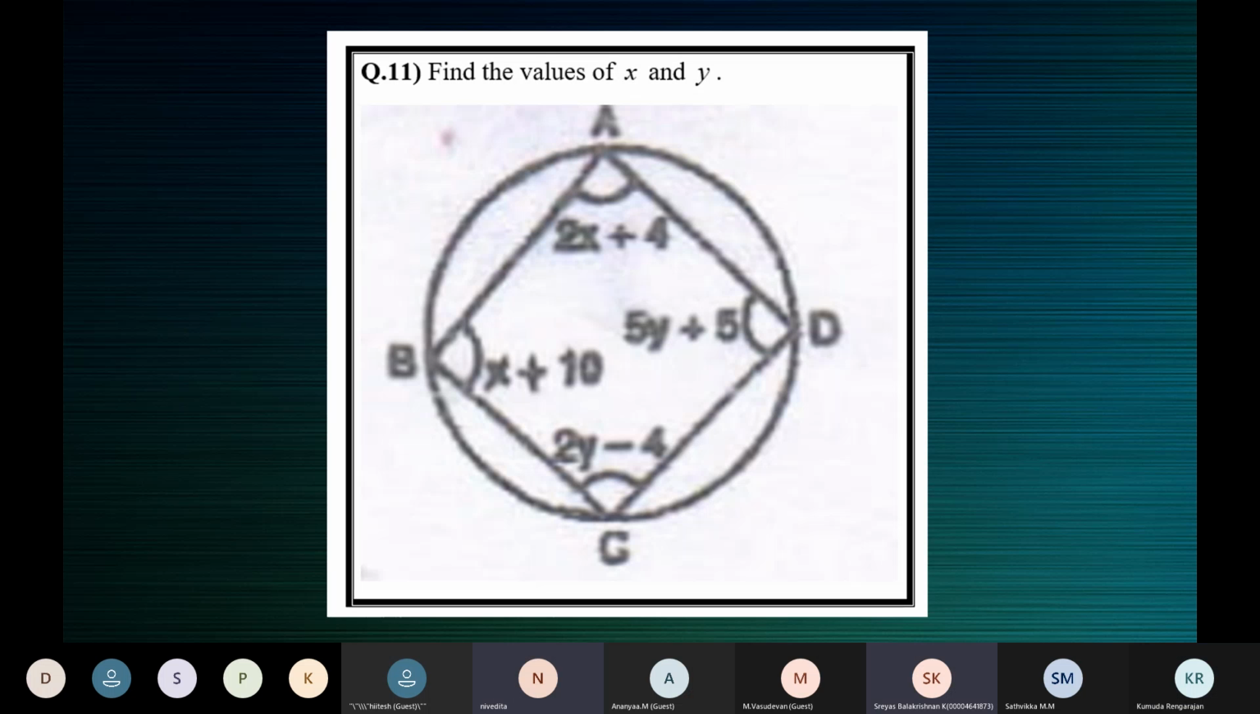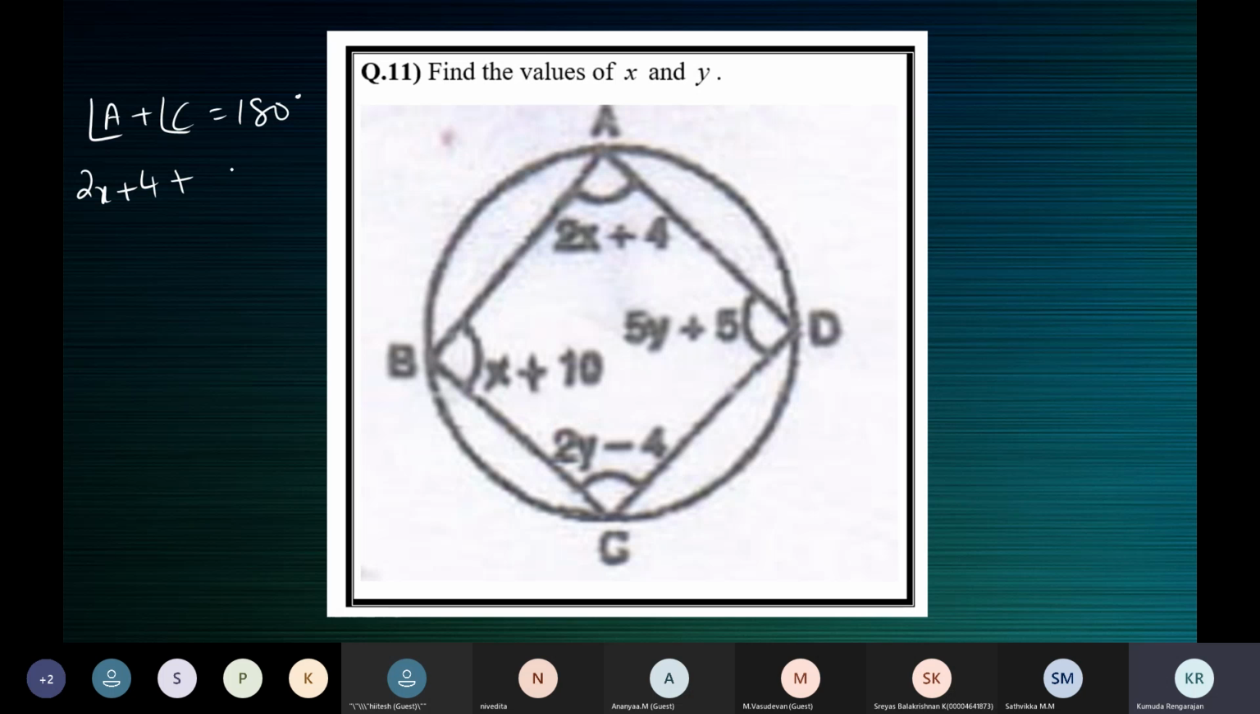Opposite angles are supplementary. So angle A plus angle C is equal to 180. What is angle A? 2x plus 4 degrees. What's angle C? 2y minus 4. So 2x plus 4 plus 2y minus 4 is equal to 180.